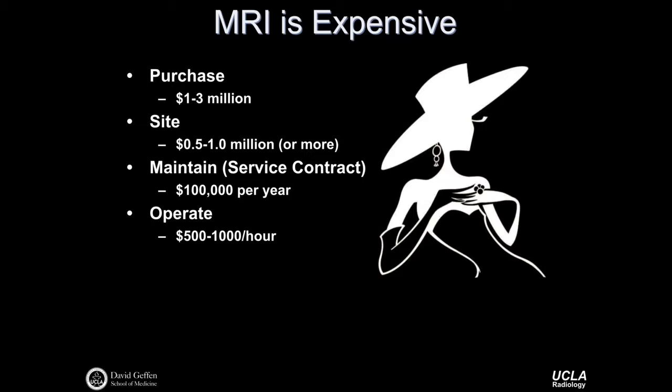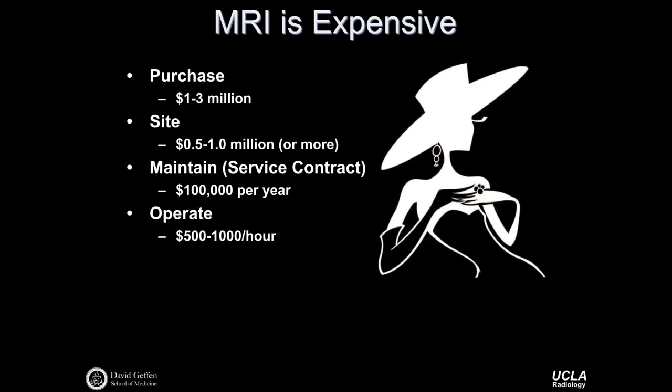MRI is also expensive. The systems themselves are expensive to purchase, costing somewhere between $1 million and $3 million per unit, sometimes more. They're also expensive to site. Building the MRI suite to accommodate an MRI scanner in a clinical environment is not inexpensive and can easily cost $500,000, $1 million, or even more. The systems themselves are highly engineered systems that are carefully calibrated and require regular maintenance, and a maintenance or a service contract will typically cost something like $100,000 per year.